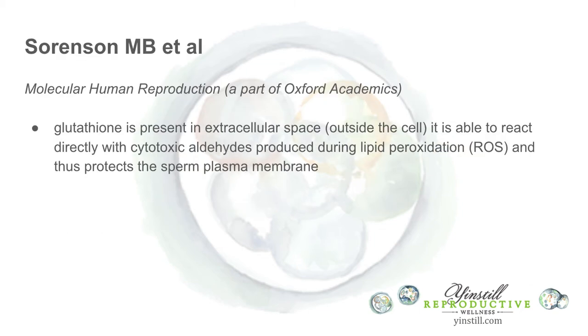Research done by Sorensen M.B. et al., published in the journal Molecular Human Reproduction, which is a part of Oxford Academic, showed that when glutathione is present in extracellular space, or outside the cell wall, it's actually able to react directly with cytotoxic aldehydes, which are toxins to a cell, produced during oxidative stress, and thus protects the sperm plasma membrane, or the cell walls of the sperm. In other words, glutathione also protects the cell from the outside, not simply from the reactive oxygen species forming inside the cell.